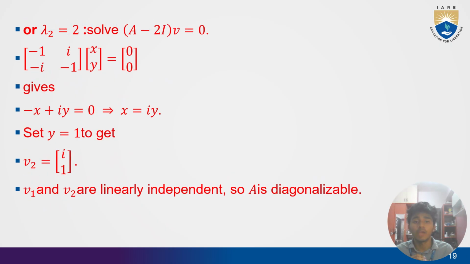Lambda is equal to 2. We have to do the same thing which we did for lambda equal to 0. A minus 2I times v is equal to 0. [Minus 1, i; minus i, minus 1] times (x, y) is equal to (0, 0) gives minus x plus i y is equal to 0. So x is equal to i y. Set y is equal to 1 to get eigenvector v2, which is (i, 1). v1 and v2 are linearly independent, so A is diagonalizable.